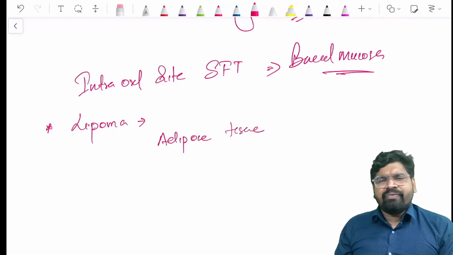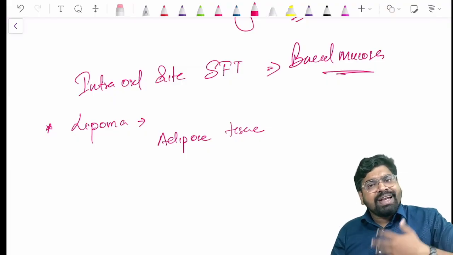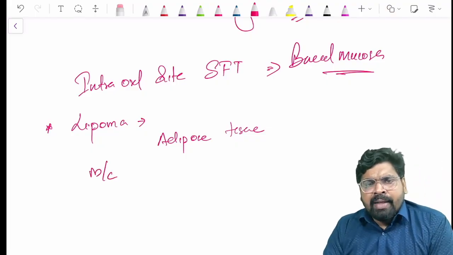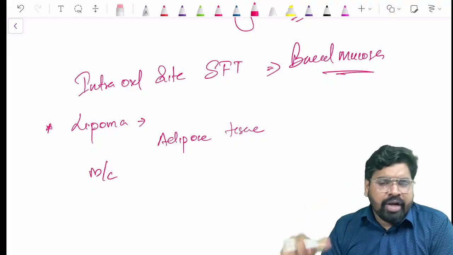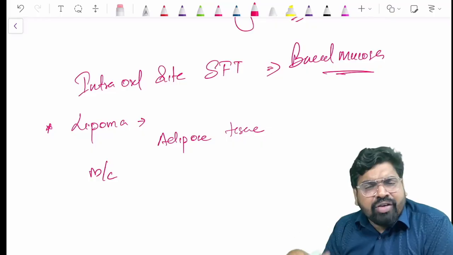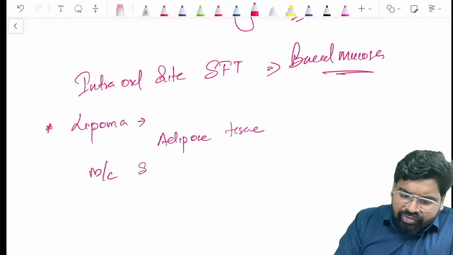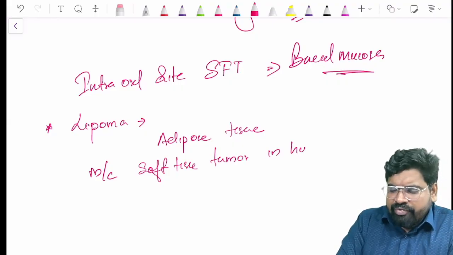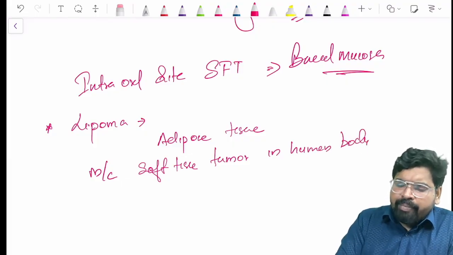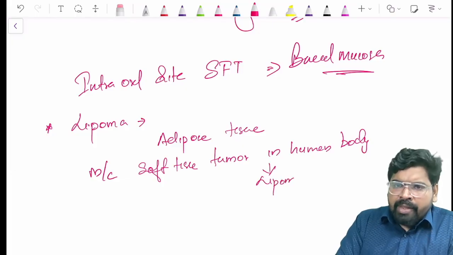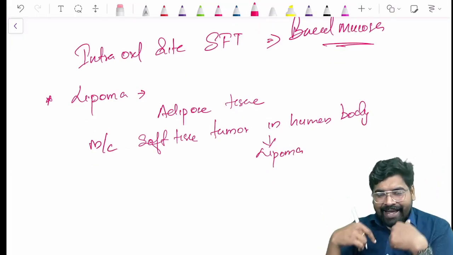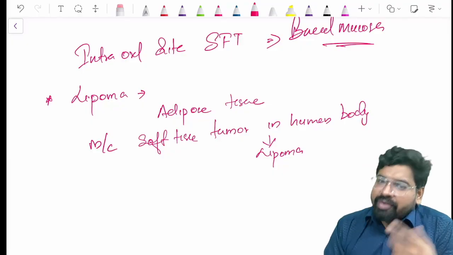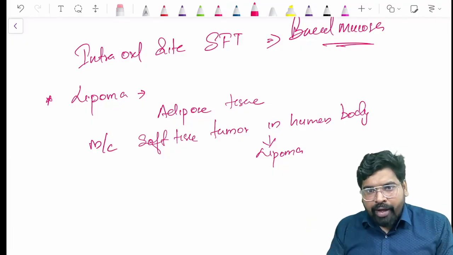One thing you should know: where is lipoma most commonly seen? Most commonly, lipoma is seen in the extremities of your body. It is the most common soft tissue tumor in the human body. If they ask you, that is lipoma. But the most common soft tissue tumor in the oral cavity is fibroma. Most common soft tissue tumor in the oral cavity, fibroma. Most common soft tissue tumor in the human body, that is lipoma.